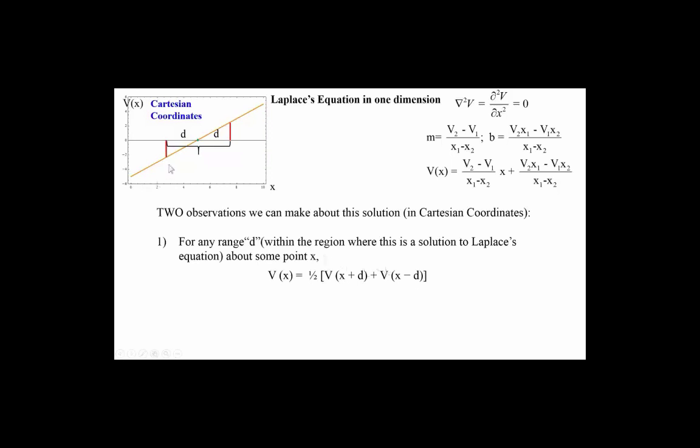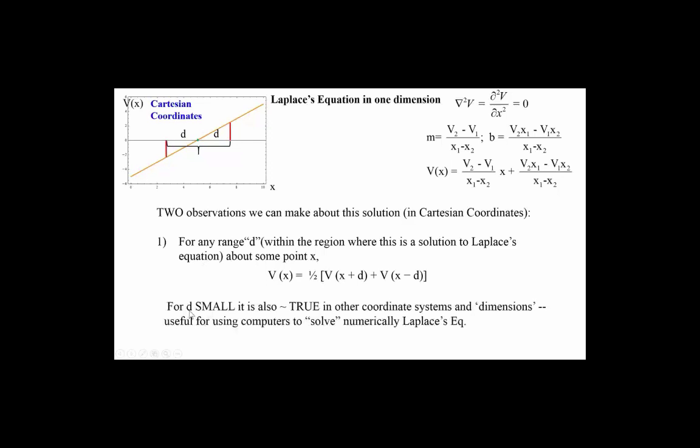And so if you come up here, you can see that this value and this value, this one raises up this much, this one falls this much, those are equal, and so you end up getting the average being this point right here. This is a trivial result for the straight line. It's going to be a useful result later on. If d is small, it's also true in any other coordinate system. The dimensions that we're talking about can be 1, 2, or 3 for real problems. This concept here extends to 2 or 3 dimensions. It's useful for using computers to solve numerically Laplace's equation.